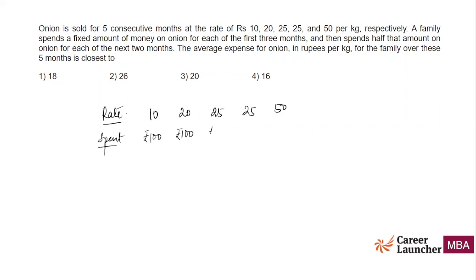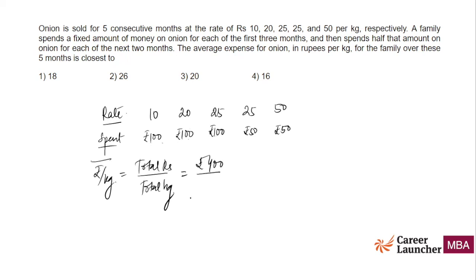for each month on the onions, and then spends half that amount on onion for each of the next 2 months. So half of that, so that is 50 over here and another 50 over here. So now the question is average expense for onion in rupees per kg. So we have to figure out average rupees per kg. So average rupees per kg will be total rupees divided by total kg, right? That's how you calculate average of such units. So total amount they spent was 400 rupees.